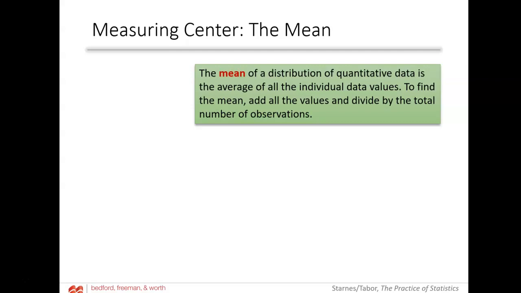So remember, mean is synonymous with average when you were in little kid grades. So the mean of a distribution of quantitative data is the average of all the individual data values. So same thing as average. To find the mean, add them all up and divide by how many observations you have.